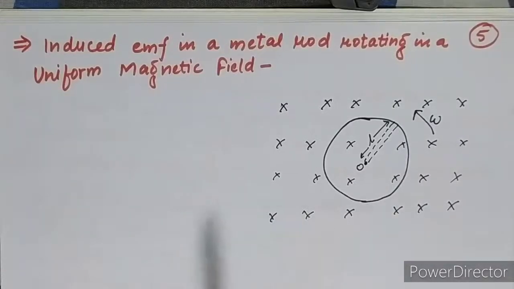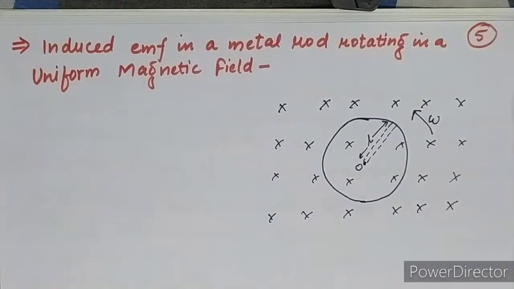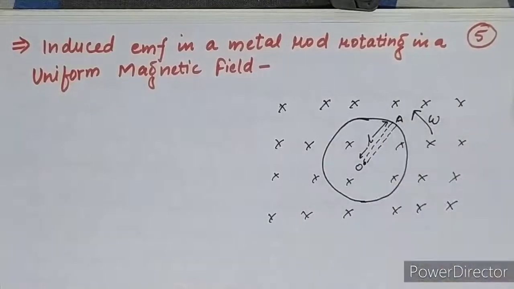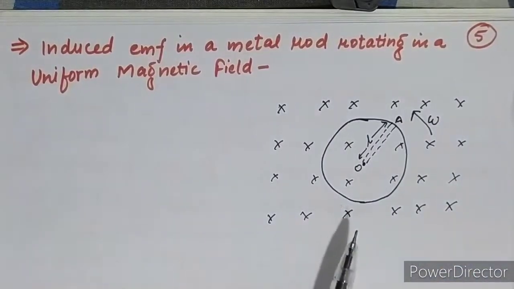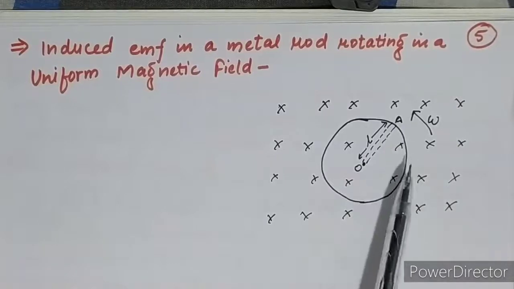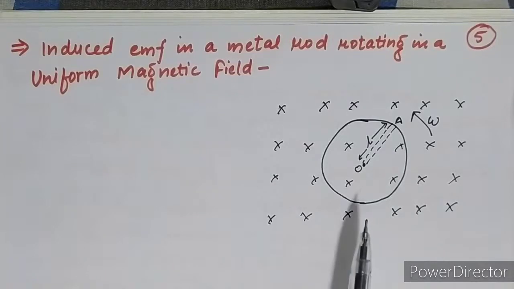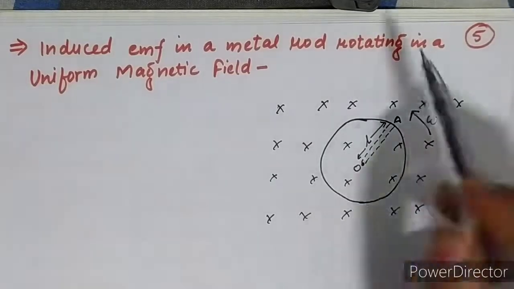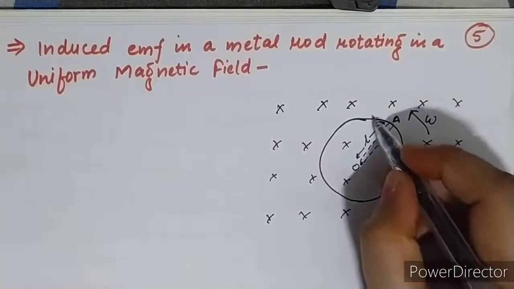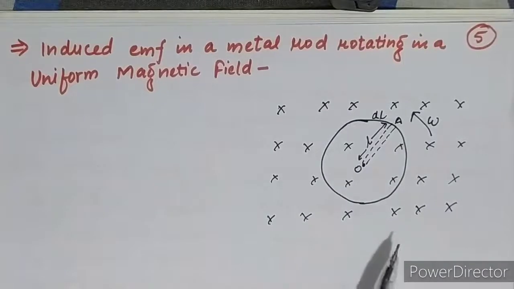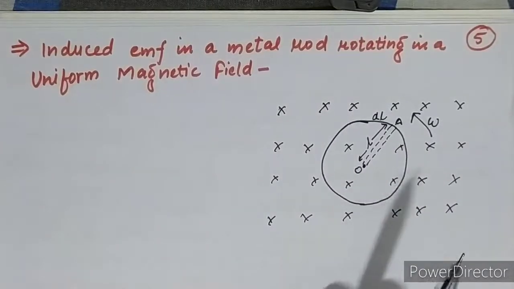You know it very well, dot and cross, two things are there. Dot means it is coming outward and cross means it is going inward. A conducting rod OA of length L is rotating with uniform angular velocity omega, anti-clockwise, in the magnetic field. Now we have to consider a small length element dl of the rod, which is moving perpendicular to the magnetic field with velocity v.